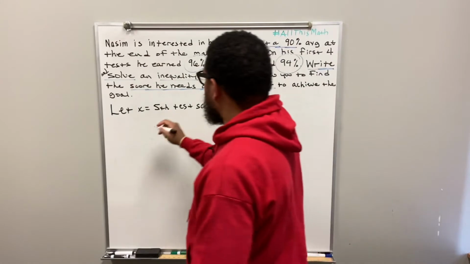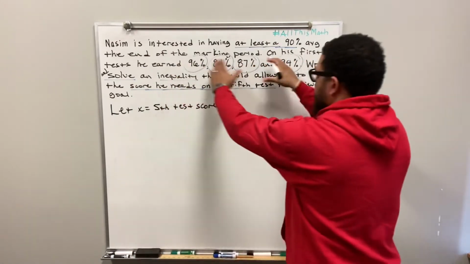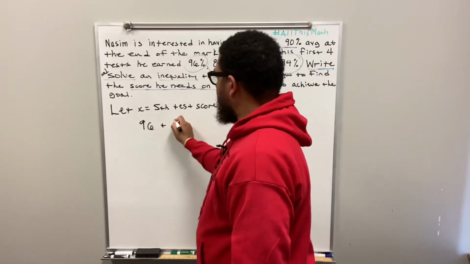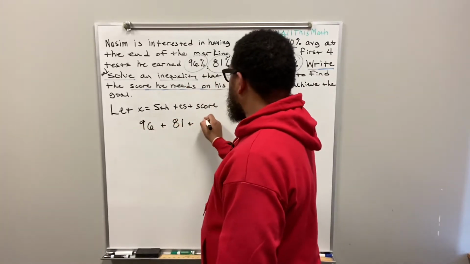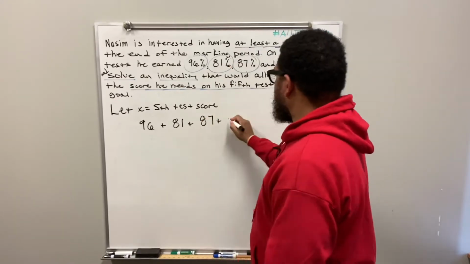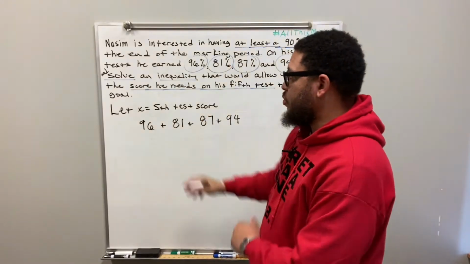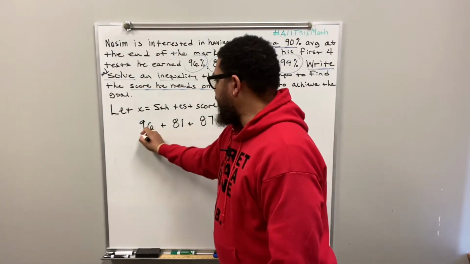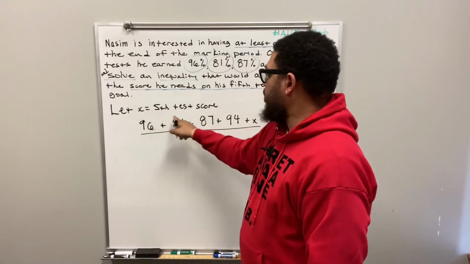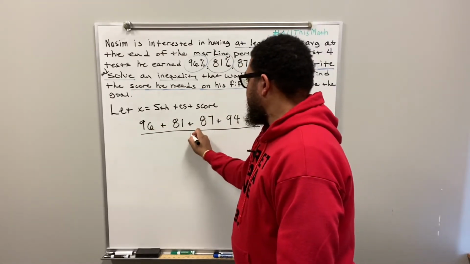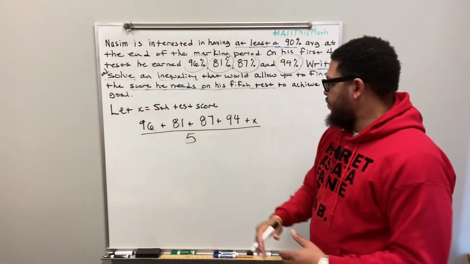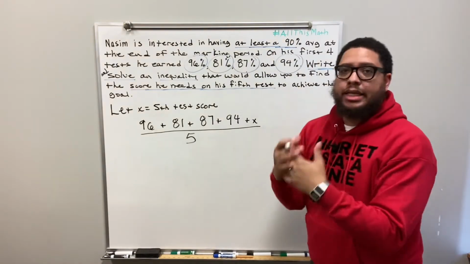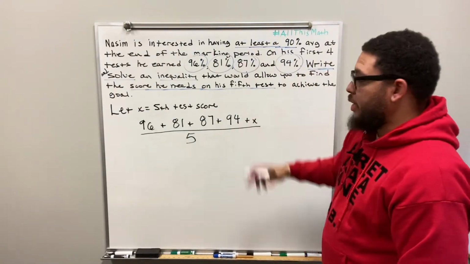So let's do this. We add up all the scores that we know, right? So first we got 96 plus 81 plus 87 plus 94. And then that fifth test too, which is x. We don't know that yet. So that's plus x. And then we divide these by how many? 1, 2, 3, 4, 5. Because that's the formula for an average, right? Now, it's not going to be equal to 90 because he doesn't want to get a 90. He wants to get at least a 90. He wants to know what x has to be in order to get at least a 90.